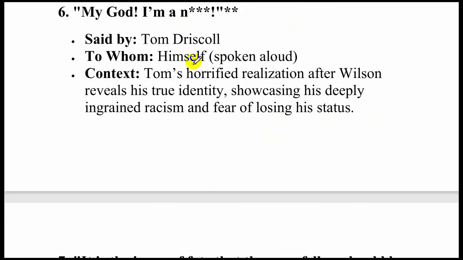Sixth, "My God, I am a..." Tom Driscoll to himself, spoken aloud. Tom's horrified realization after Wilson reveals his true identity, showcasing his deeply ingrained racism and fear of losing his status.